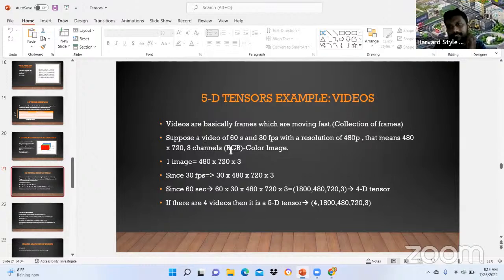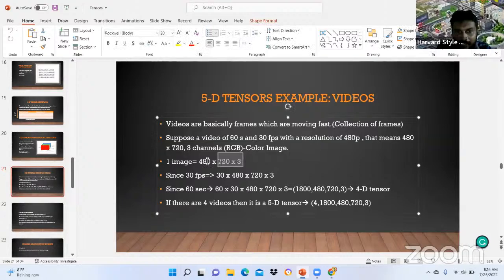Suppose a video of 60 seconds, just one video of 60 seconds, and 30 FPS. FPS means frames per second. Per second, 30 frames, 30 photographs with a resolution of 480 pixels. That means 400 into 720. It is an RGB color image. So the pixel value is 400 into 720, and you multiply by 3 for RGB. This is the colorful image.